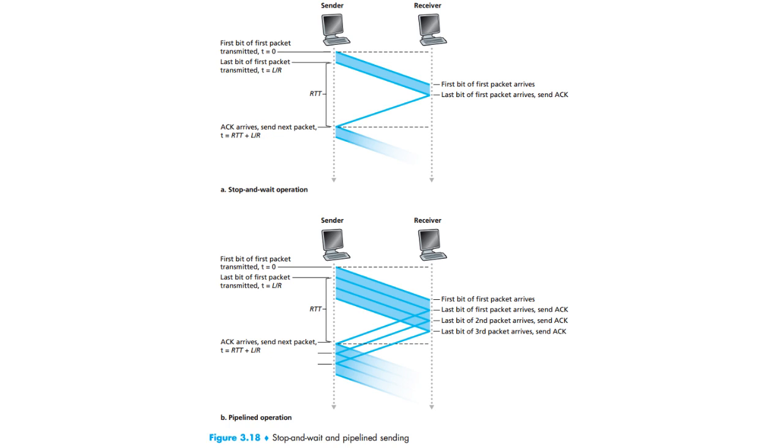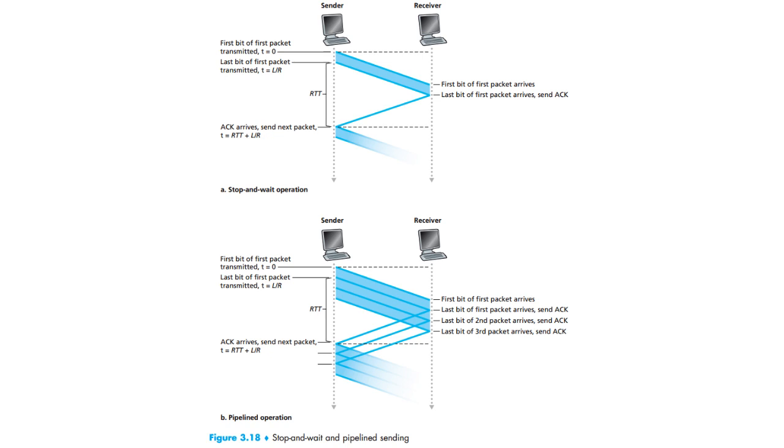At this point, the sender can now transmit the next message. Thus, in 30.008 milliseconds, the sender was sending for only 0.008 milliseconds. If we define the utilization of the sender as the fraction of time the sender is actually busy sending bits into the channel.